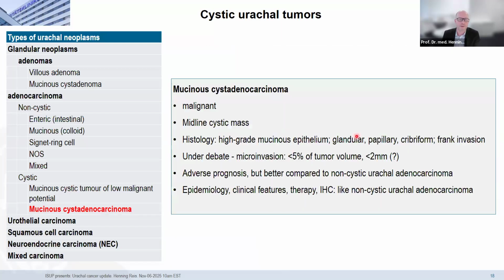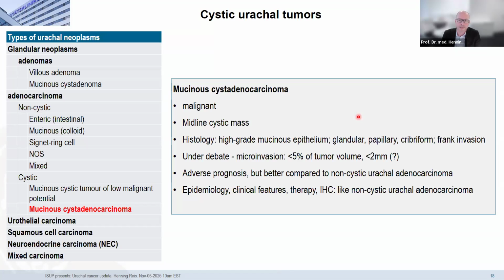Coming to the malignant part in this spectrum is the mucinous cystadenocarcinoma, which, as the name suggests, is of course malignant. It's also a cystic mass. It has high-grade dysplastic mucinous epithelium, which can be glandular, papillary, cribriform, and it has a frank invasion. And this is the only tumor from the spectrum where there's a little bit of debate, because in the primary publication from Amin and colleagues, they set a threshold for microinvasion of less than 5% of the tumor volume, or 2 millimeters.